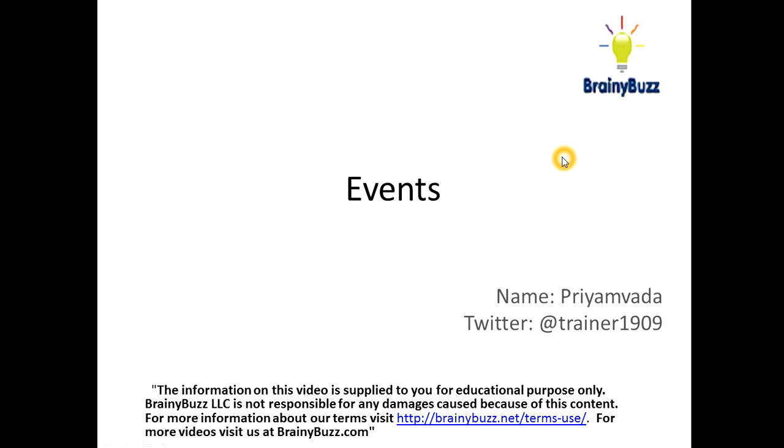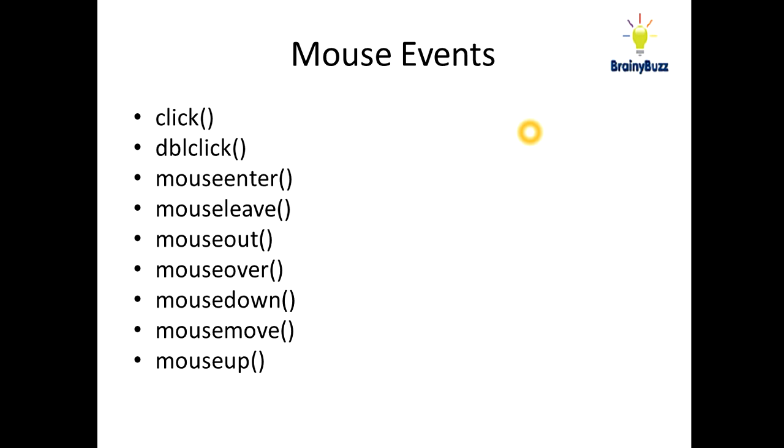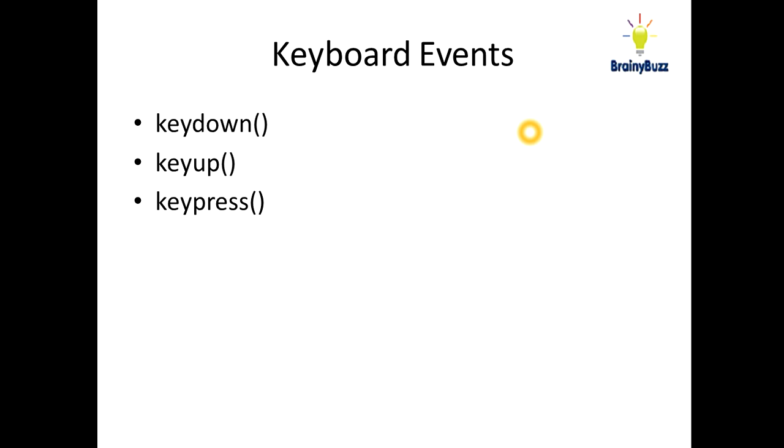We are going through the jQuery tutorials and we have seen some of the events like mouse events. So we'll start with the keyboard events today. Let's see the demo for this. There are three types of events. One is the key down, key up and key press.